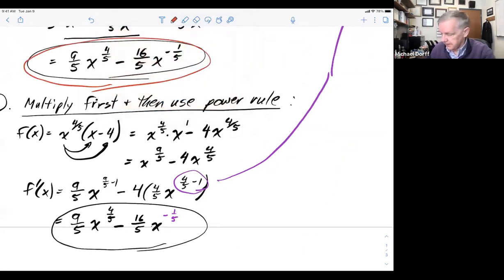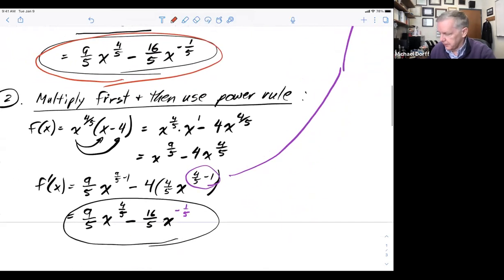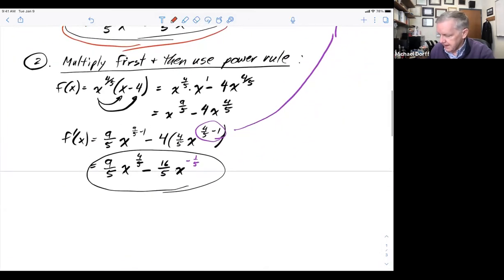we get the same answer either way. You can decide which method you like. I kind of prefer the second one, but both work. All right, now we're going to find the critical numbers, given that we have the derivative.